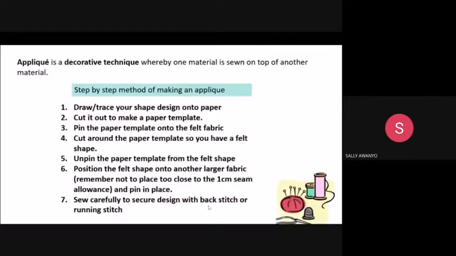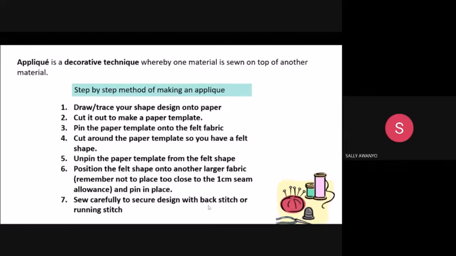Now, this is a step-by-step method of making applique. So from the previous slide, applique, I'm going over it again, is a decorative technique whereby one material is sewn on top of another. So it could be a design which is sewn on another background. So the first thing you need to know is draw or trace your shape design onto paper. Cut it out to make a paper template. Then you pin the paper template onto the felt fabric. You cut around the paper template so you can have a felt shape. You unpin the paper template from the felt shape.